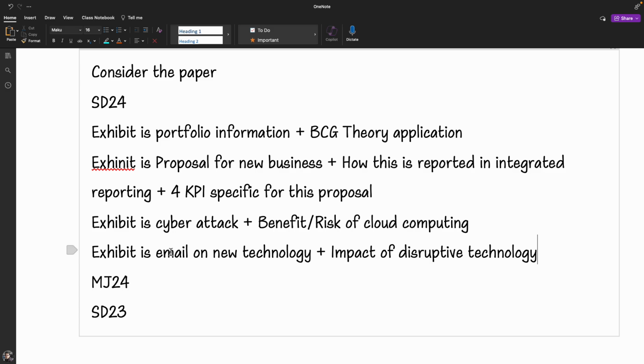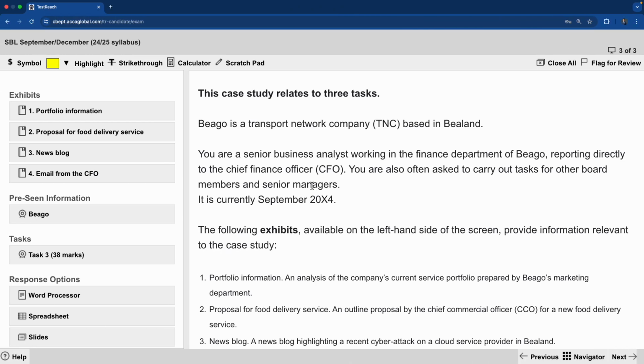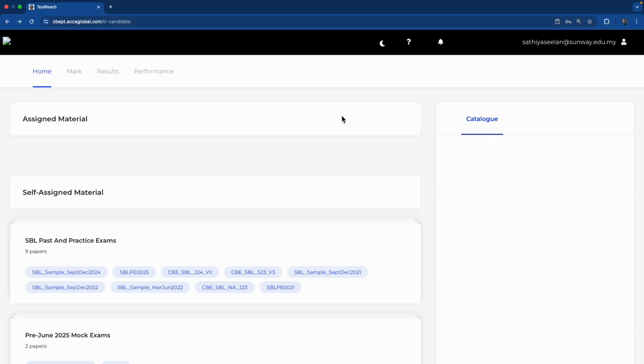So it doesn't matter how well you know the case study. The case study gives you the parameters for the question to be asked. Parameters. It does not tell you what is coming out because you have to wait for the exhibit. We go out of this one.